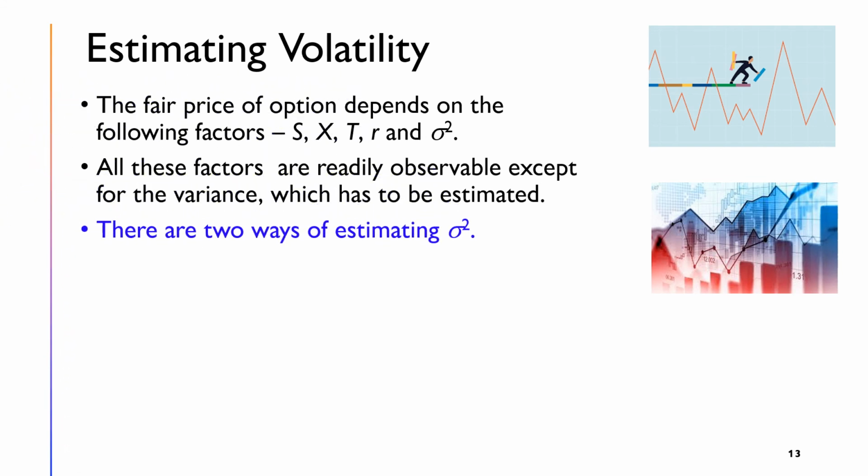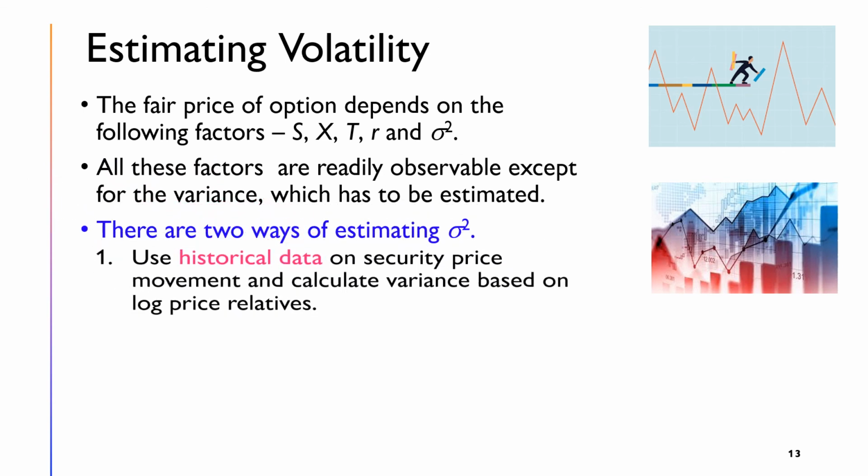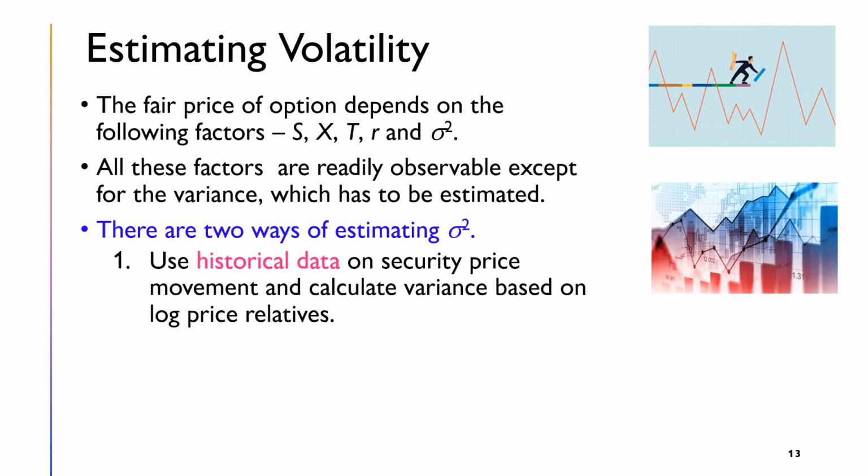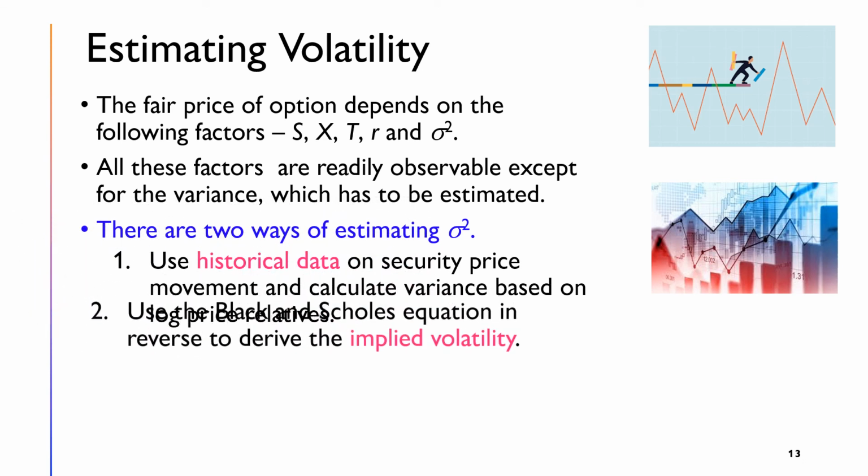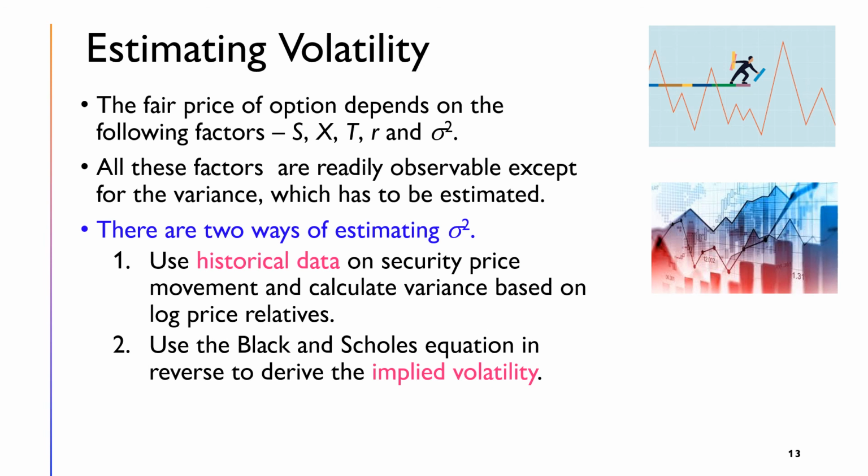First, we can use historical data on security price movements and calculate variance based on log price relatives. Historical volatility is a useful guide to future volatility. However, changes in volatility occur, especially during turbulent markets. This makes application of the Black-Scholes model difficult. Second, we can use the Black-Scholes equation in reverse to derive the implied volatility. This means if the current call price is known, the Black-Scholes model can be used to calculate the level of volatility implicit in the price, or implied volatility.